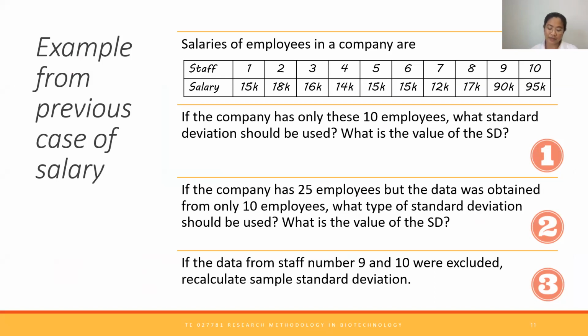Okay, so you have 10 people, right? Basically the people who get 12K salary, you only have 1 person, correct? The next one is 14K, you have another 1 person. 15K, you get 3 people. 16K, you get 1 person. 17K, you have another 1 person. 18K, you have another 1 person. And jump to 90K, you have 1 person. And 95K, you have another 1 person.